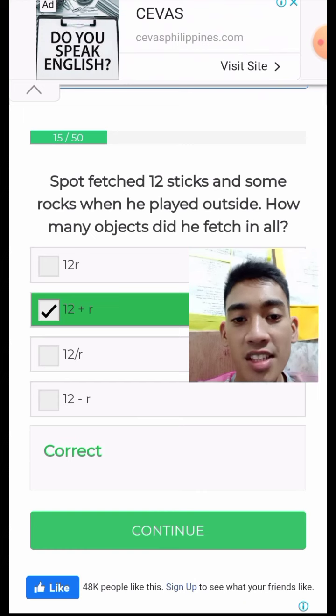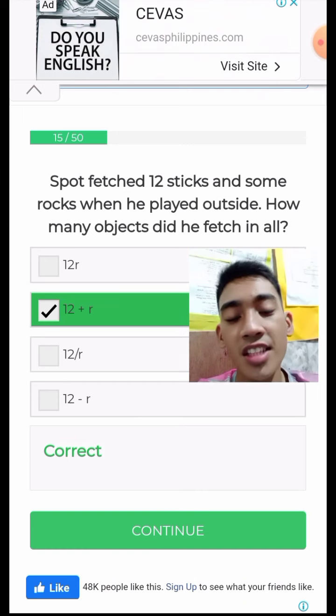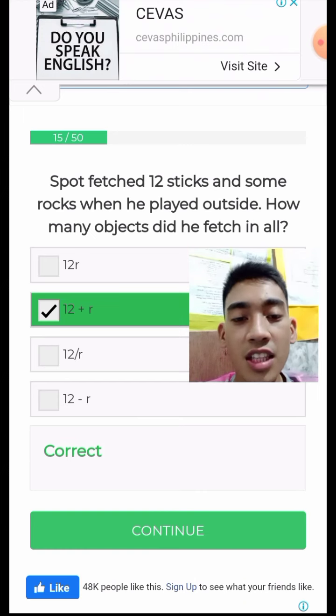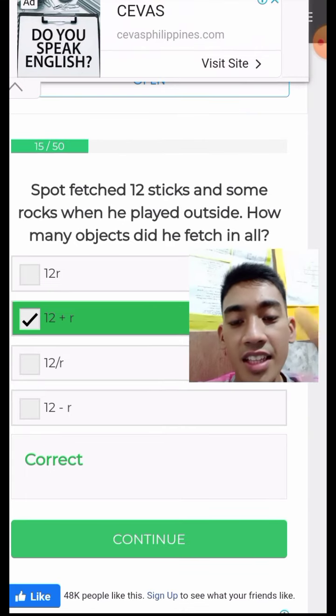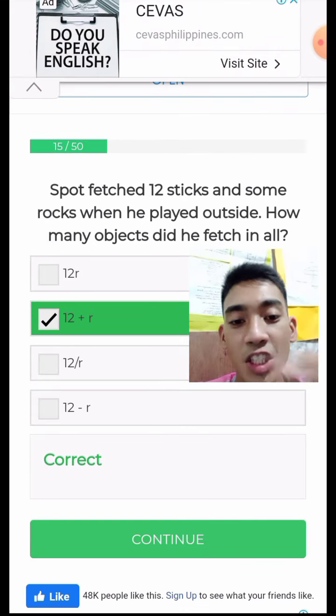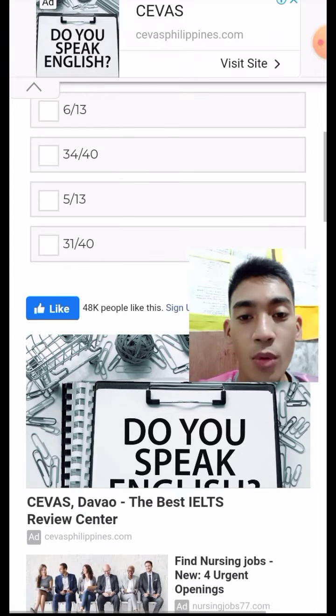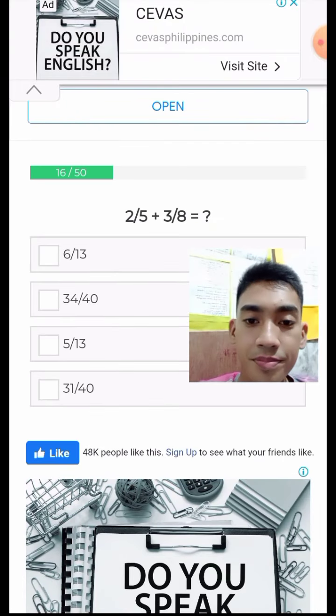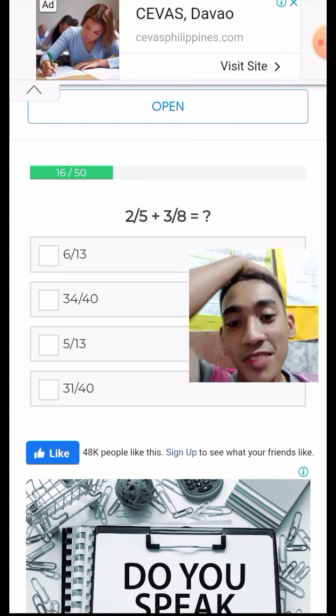12 sticks plus and some. The conjunctive word "and" implies addition. So plus. Our rock. Next. So it's an adding of dissimilar fractions.